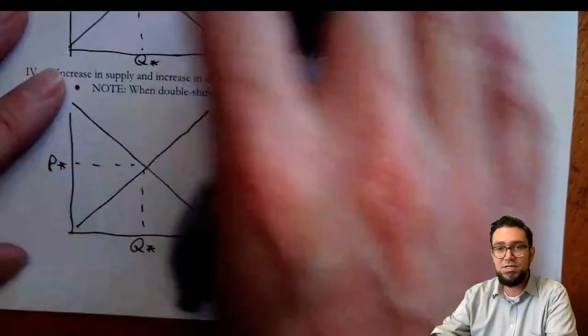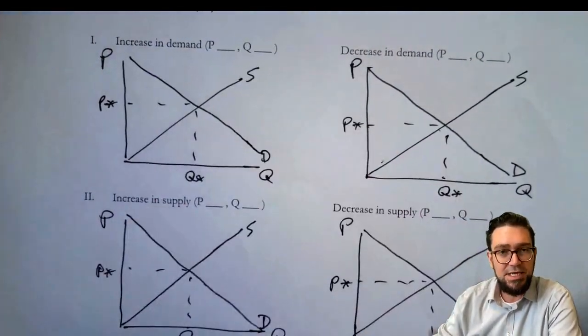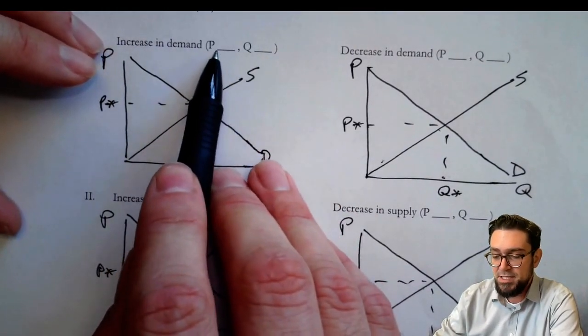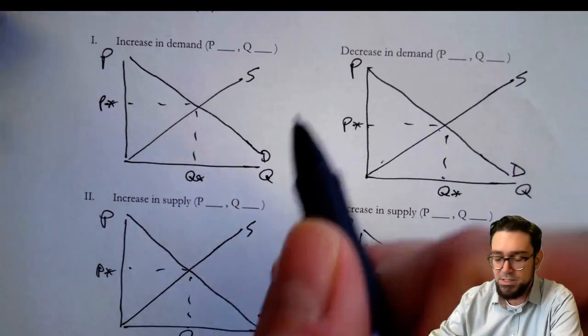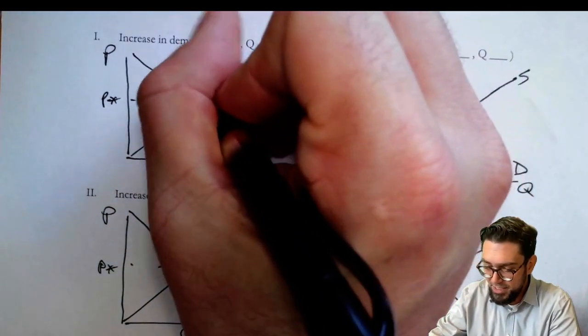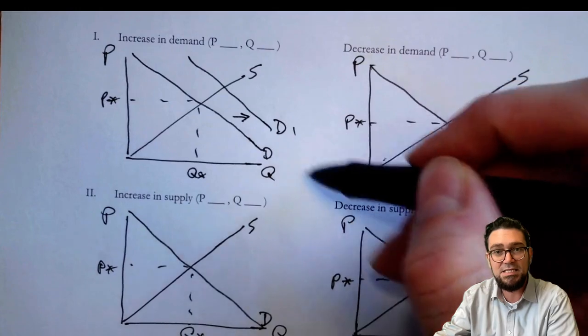All right, so we got all these Q stars and P stars. Hopefully now we're ready to rock and roll. First little scenario is an increase in demand. This box up here is asking what happens to the equilibrium price and what happens to the equilibrium quantity, so we're going to put up and down arrows in those. When we have more demand, we know that the demand curve shifts to the right. We're going to put a little arrow right there and put a D sub 1.